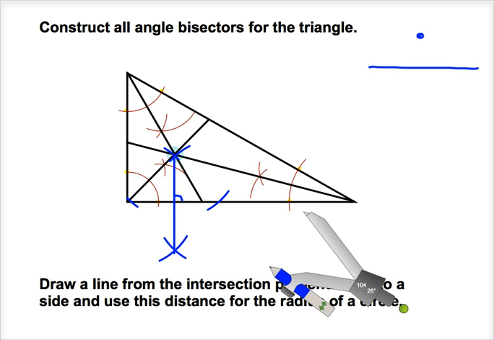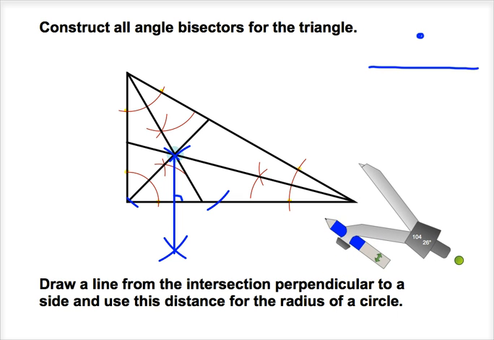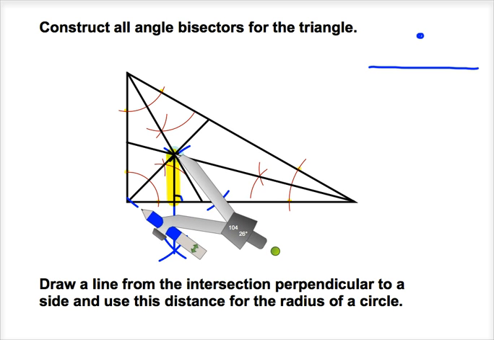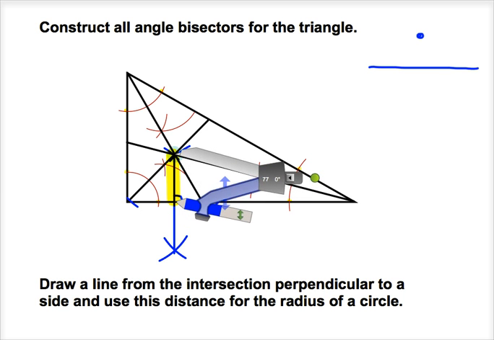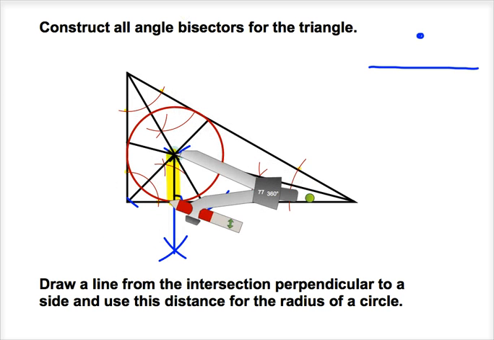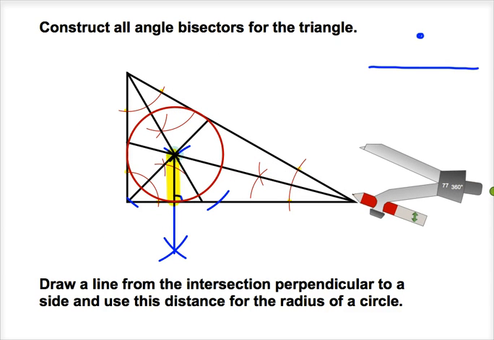And what the problem had asked me to do was draw a line from the intersection perpendicular to the side, did that, and use this distance for the radius of a circle. So it's really saying, take the distance from the center to the edge of the triangle and use that for the radius of a circle. So let's take my compass, put the point back in the center of the triangle, measure out the distance to the edge, and if I spin a circle, and if we did all of our measurements correctly, you should get a circle that fits right inside of the triangle.